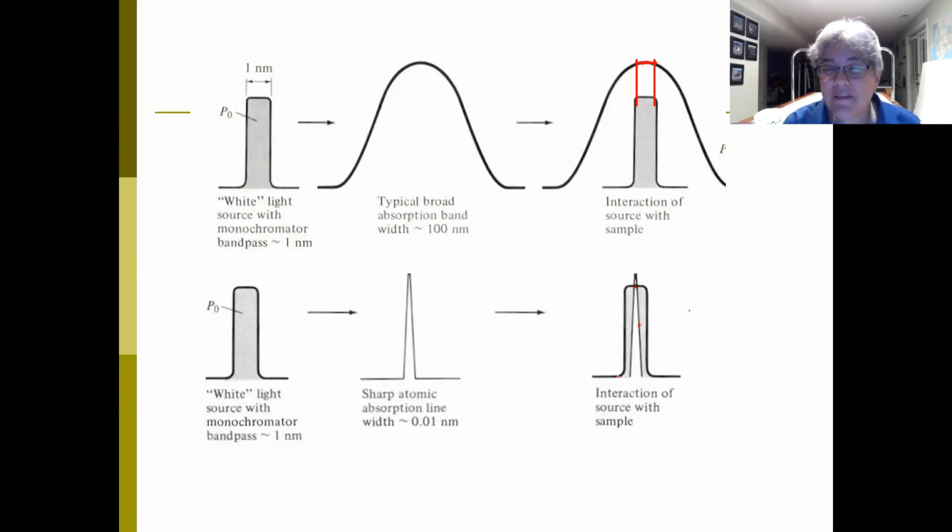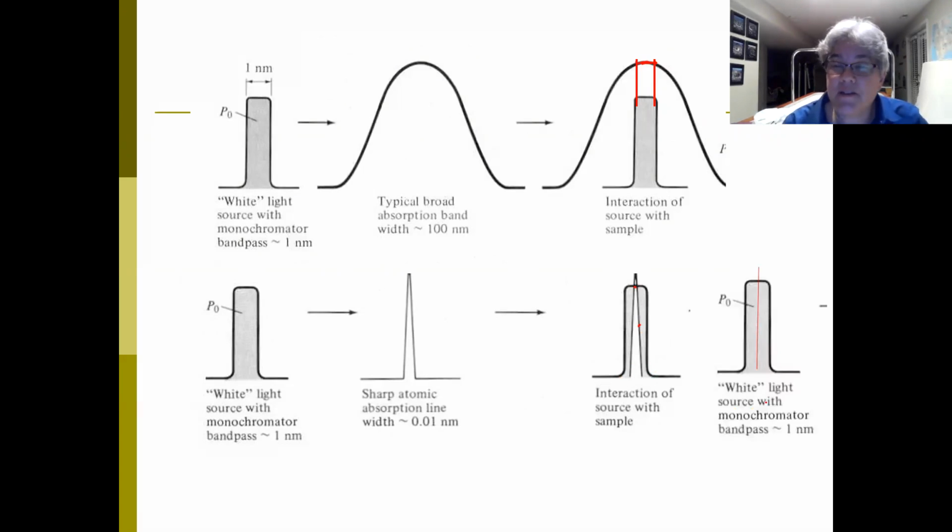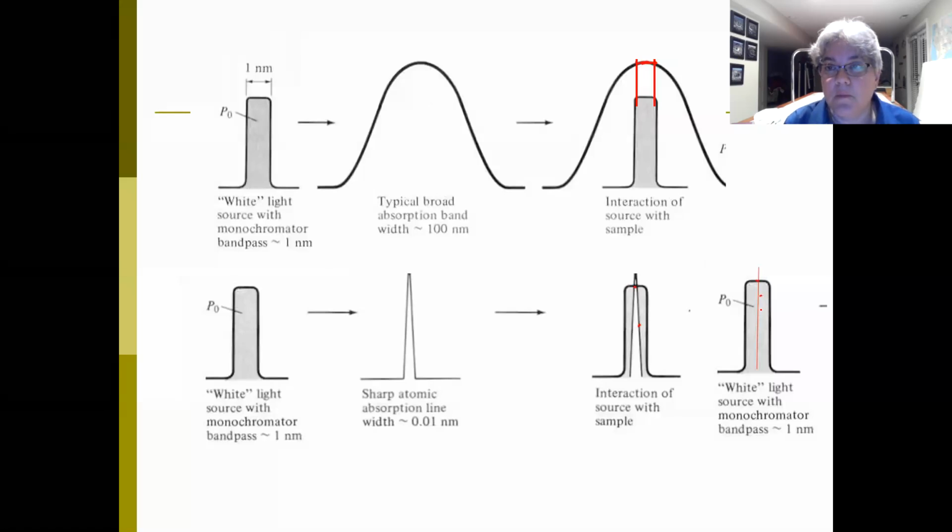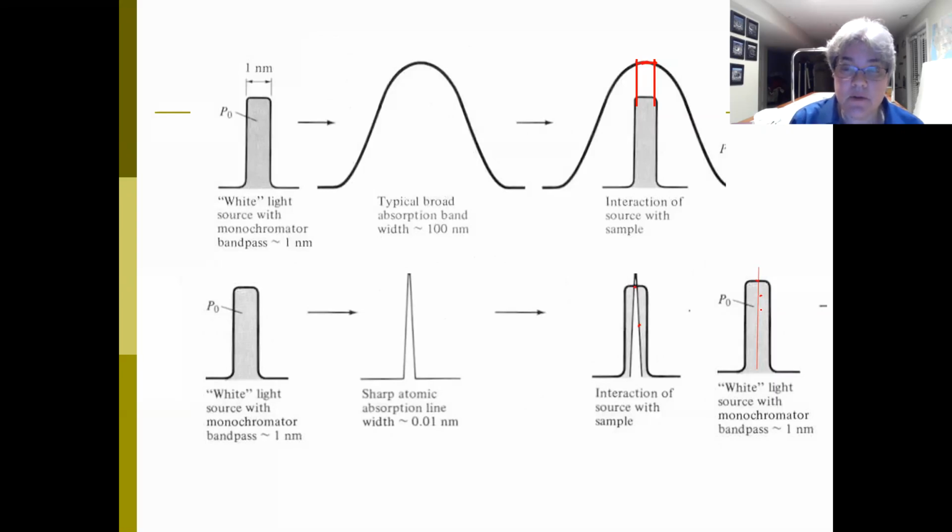And in fact, this picture makes it look better than it is. The true situation is more like this, very thin line. So again, if I measure here, I get a great result. But any other place, even just a little bit off that line, and there's no absorbance. So I'm going to get a horrible calibration. So we cannot use a continuum source for AAS with a typical instrument.